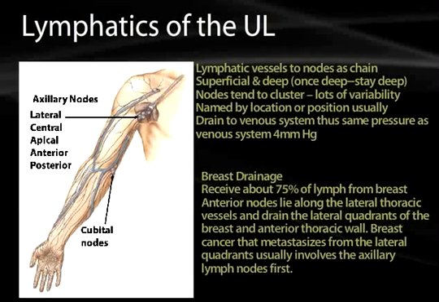Again, once they go deep, they stay deep. The nodes tend to cluster with lots of variation, and they're typically named by location. If you know the drainage pathway of the veins, whether superficial or deep, you essentially can follow that same pathway and even the same naming of the nodes as they travel along the veins. Once you get into the core of the body, there'll be some lymph nodes that travel with the major vessel, the aorta, but for the most part in the periphery they travel with the venous system.